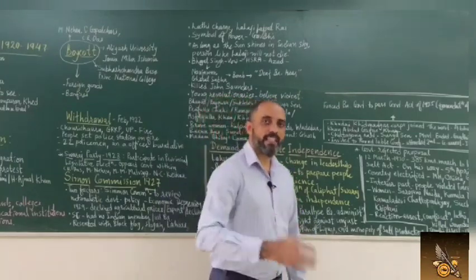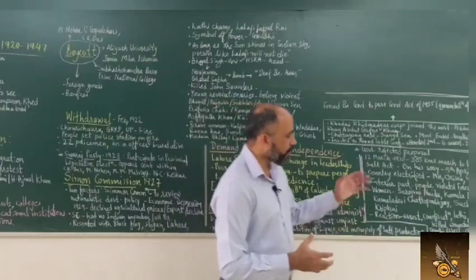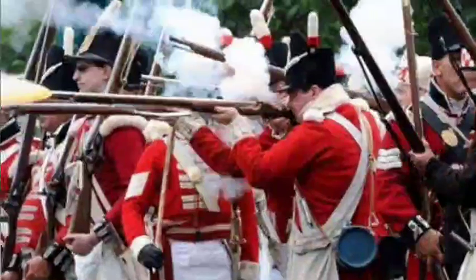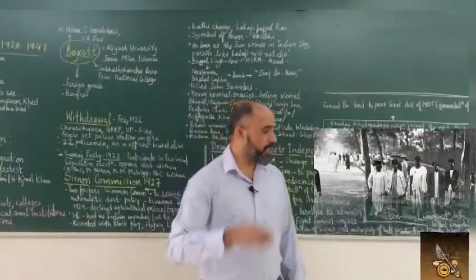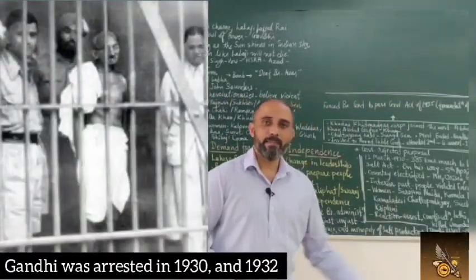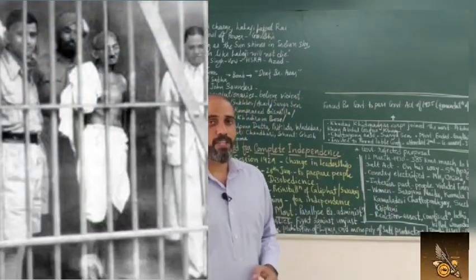At the same time, they confiscated the illegal salt and even gave orders for lathi charge and firing. In this, hundreds of people were killed and wounded. Gandhiji was arrested in the year 1930, and a second time in the year 1932. He was arrested twice.